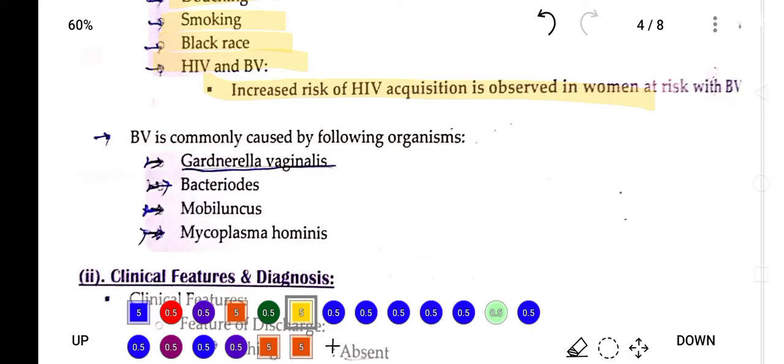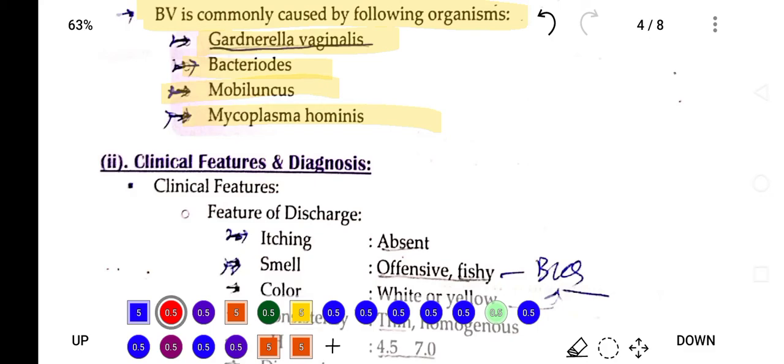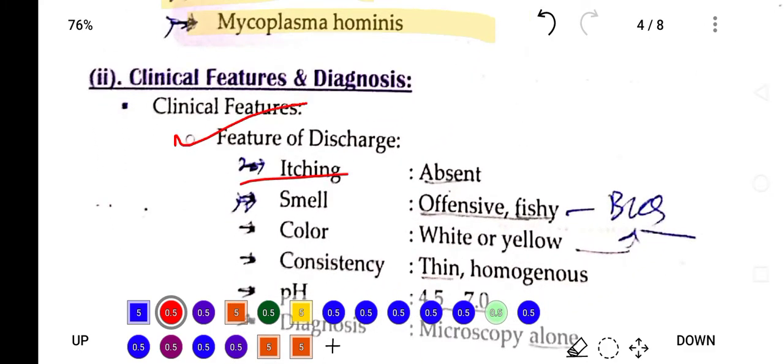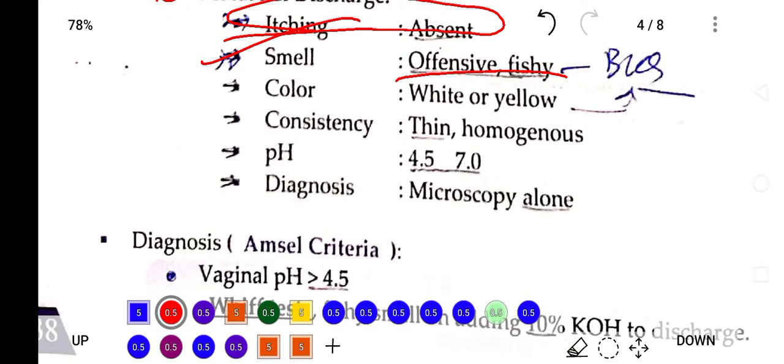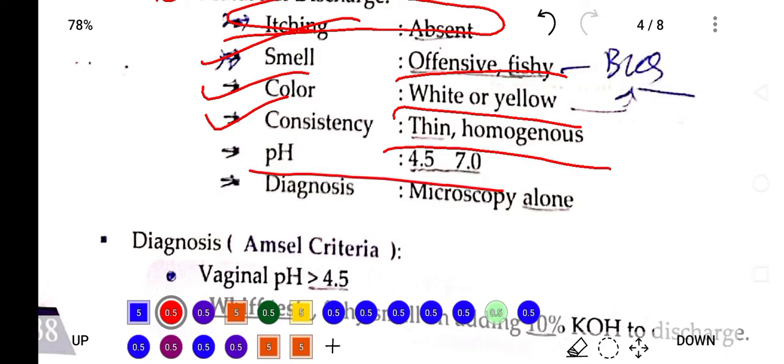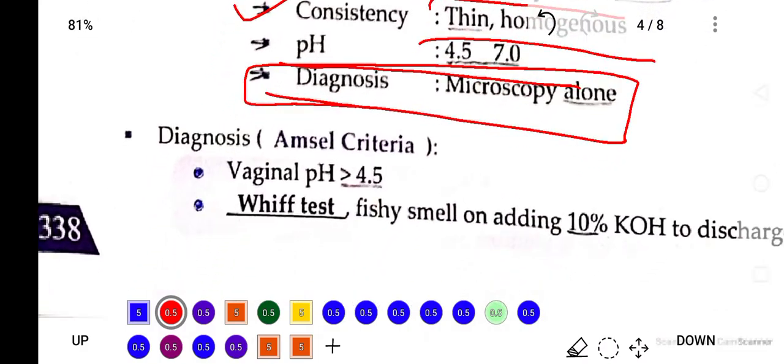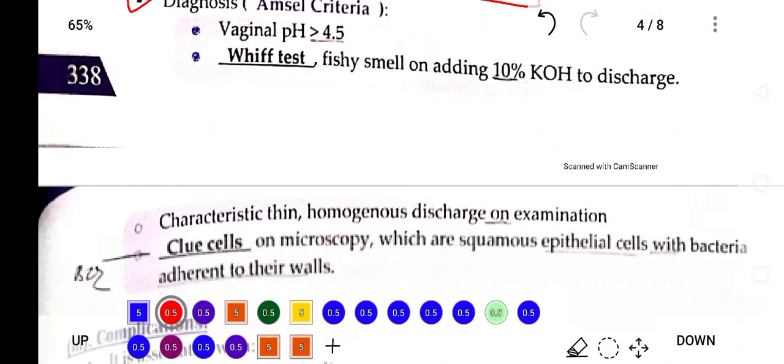So, commonly bacterial vaginosis is caused by Gardnerella vaginalis, Bacteroides mobiluncus, and Mycoplasma hominis. So the clinical features for this disease are: itching will be absent, smell will be offensive and fishy in nature, color will be white and yellow, consistency will be thin, and pH is 4.5 to 7, and diagnosis is on the basis of microscopy. So in this way we can diagnose. Once it is diagnosed, we can treat accordingly.